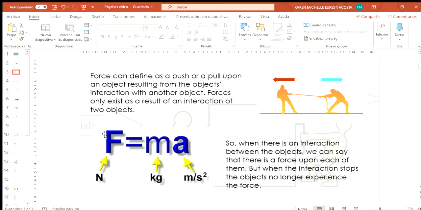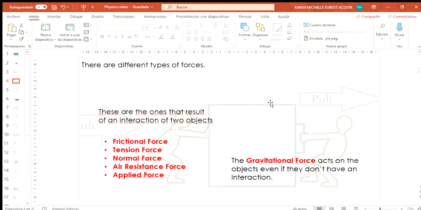We have the formula that says the units, and the units of force are newtons. The m stands for mass and is in kilograms, and the a is for acceleration and is meters per second square. There are different types of forces, like the frictional force, the tension force, the normal, the resistance, and the applied force. We also have the gravitational force that acts on every object.